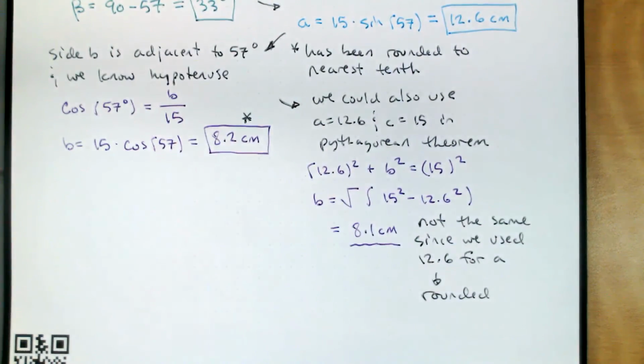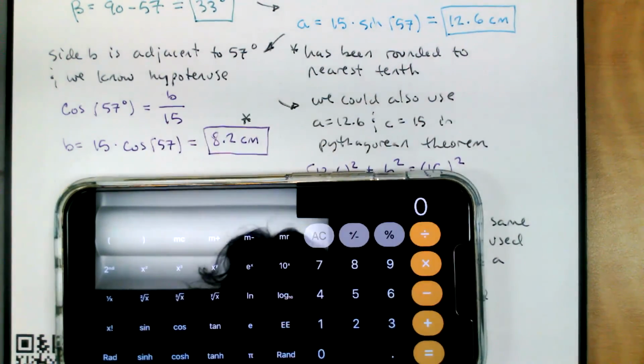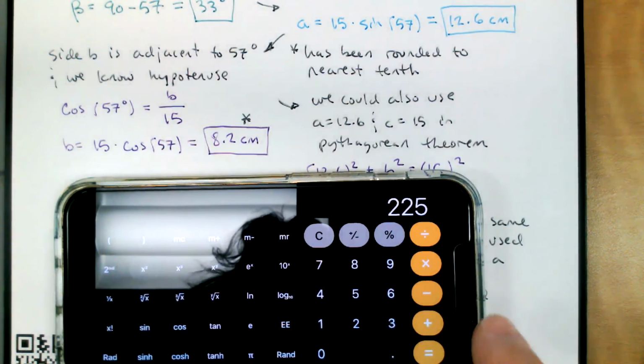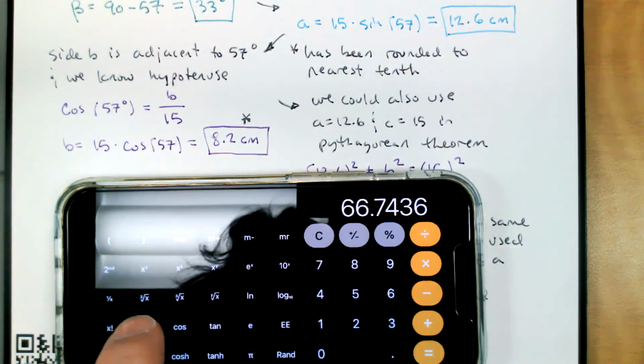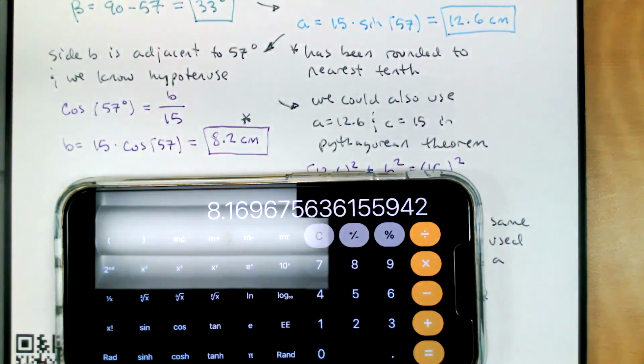That rounding led to the error. So the 8.1 would be rounding. Now, the reason was that I specifically stopped at 12.6. If you recall, that 12.6 came from a 12.58. And that'll change things a little bit. If I do 15 squared minus 12.58 squared, and then take the square root, it's 8.16. And if we rounded that to the nearest tenth, we'd be at the same 8.2. And so I wouldn't be able to know if there was any rounding error.